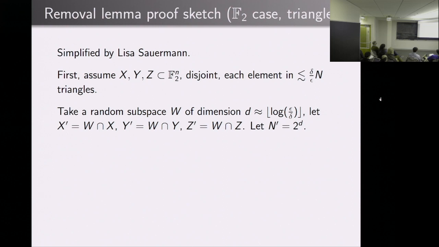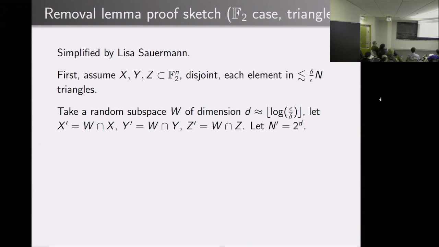And the way we've chosen n prime will be that delta over epsilon times n prime will be roughly 1. So then we'll be able to apply the multicolored sum free problem. And if you kind of believe me that it's equivalent in that case, then if you manage to keep epsilon and delta the same, then you can kind of guess that the balance must work out.